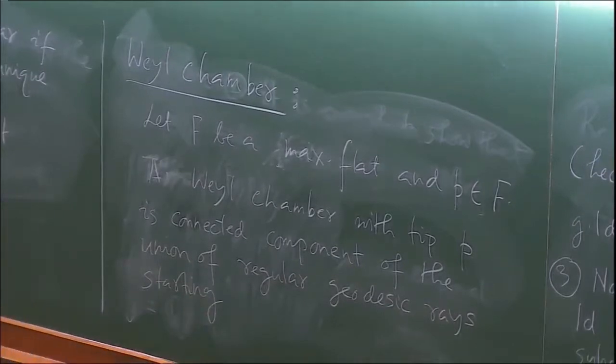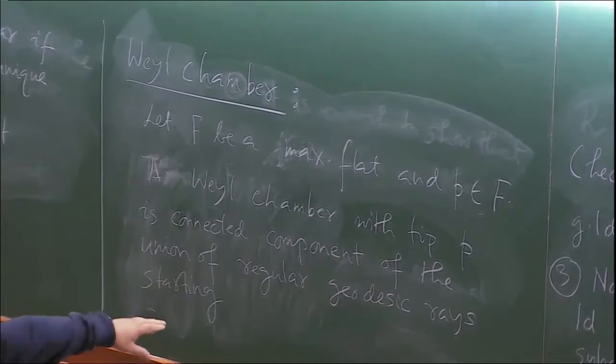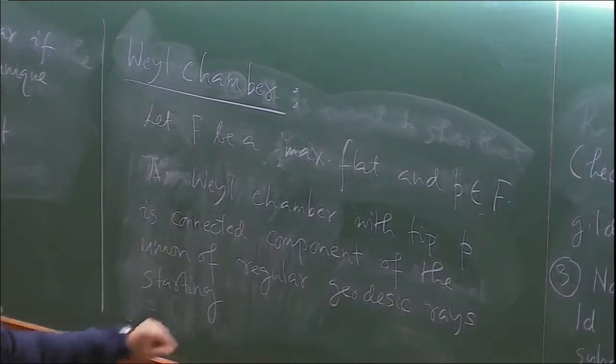So consider all the regular geodesic rays starting from P. That will be some open subset of this, but it is not connected. So take one connected component. That is a Weyl chamber.